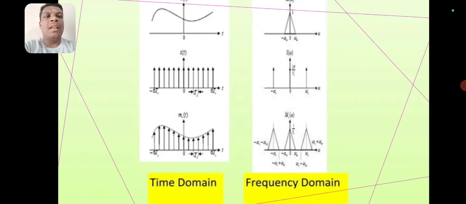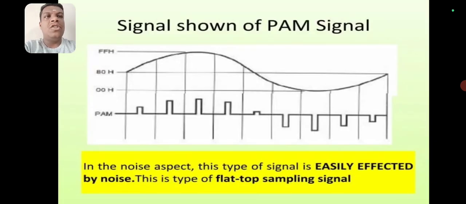Time domain, this is where PAM is occupied. The image shows the PAM process. In the signal shown of PAM, when the signal is high, the positive rectangular pulse amplitude is increasing. When it is low, the negative rectangular pulse amplitude is increasing. In the noise aspect, this type of signal is easily affected by noise. This is the flat top sampling signal.